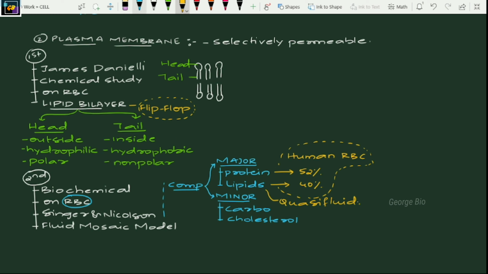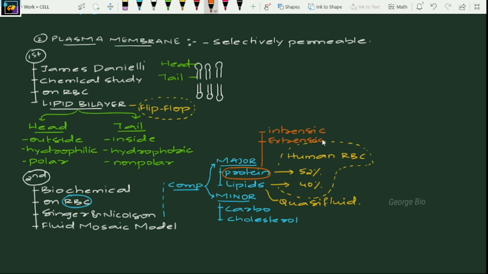Okay, so let's look at the types of proteins which are present. The proteins are of two types: number one, intrinsic, and number two, extrinsic. Intrinsic proteins are embedded inside the membrane.